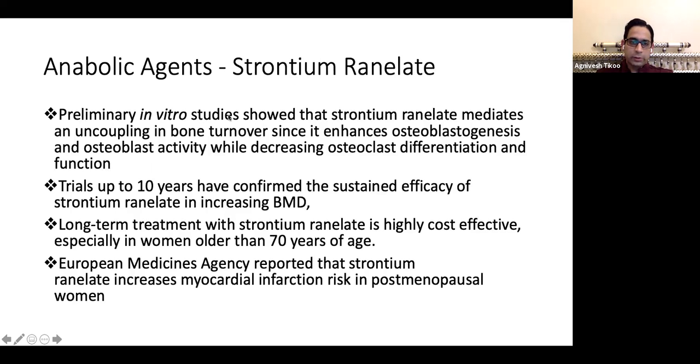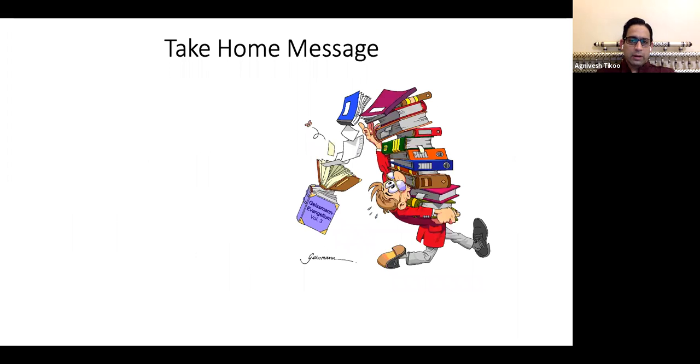Strontium had come a long time ago, and it's a very good, very effective drug. But there were risks for myocardial infarction and other things. That's why it went out of the market.